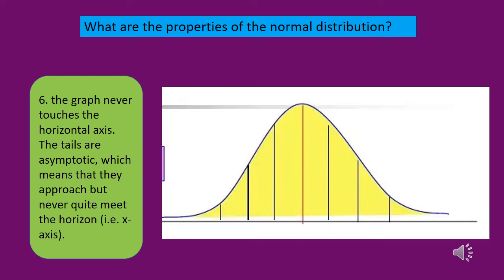Another characteristic of the normal distribution is that this graph never touches the x-axis, the horizontal axis. Therefore, these tails are called asymptotic, which means that they approach the x-axis but never quite meet the horizontal axis. That is another property of the normal distribution.